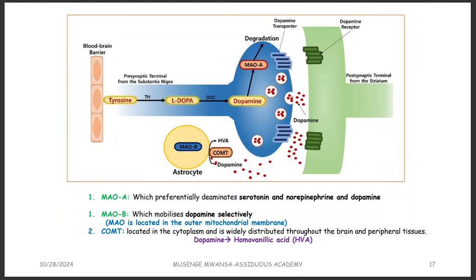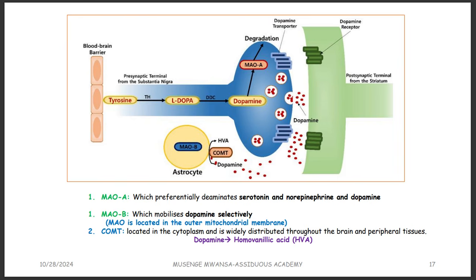Okay, the MAO A and MAO B are both breaking down monoamines. So the monoamines, we have got serotonin, 5-HT, norepinephrine, and dopamine. MAO A can break down all the three, but MAO B is going to be selective to break down only dopamine, to degrade it after it has already attached to the postsynaptic cell.